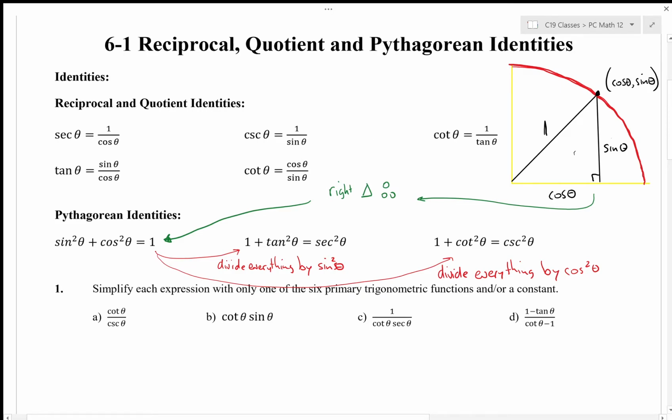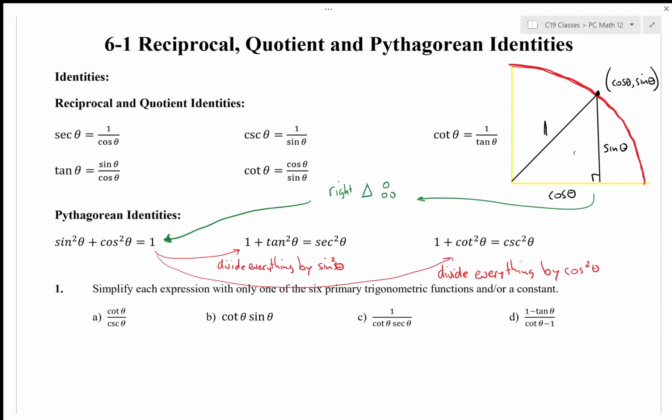Good morning. Today we're going to do 6.1, Reciprocal and Quotient, and Pythagorean Identities. Just as a starting point, I wanted to talk about identities. You can read about these in your textbook for sure to get a little bit more information, but in general, identities are ways of switching or changing equalities. They're ways of changing certain things inside of an equation or an expression through trigonometry, because of these equalities, to simplify things.